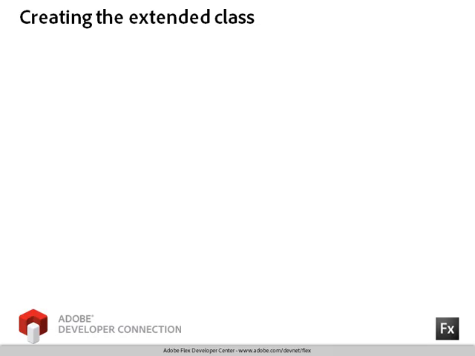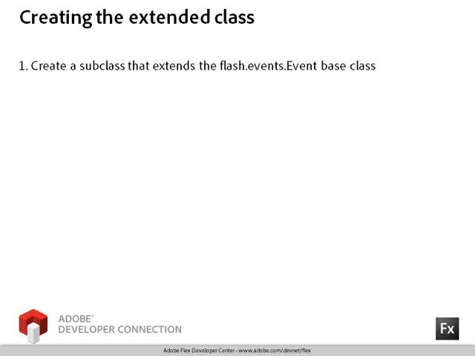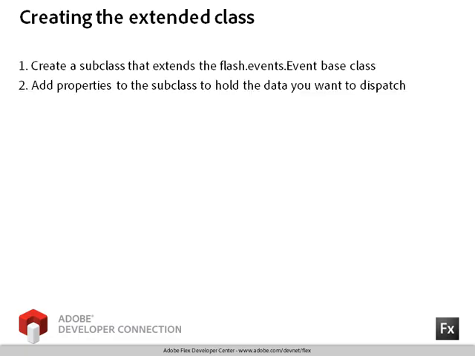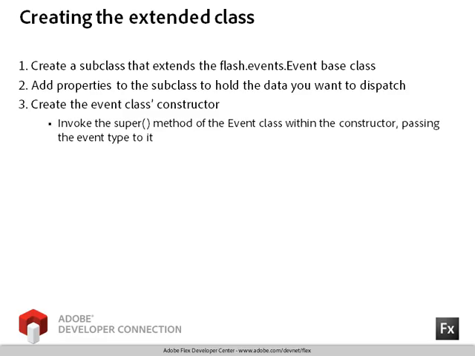You learned how to create ActionScript classes in an earlier video. To create a custom event class, you will first create a subclass that extends the event class and then add properties to the subclass. These properties will become part of the event object. The class's constructor invokes the super method of the event class because you want to access all the functionality of the event class and simply add a few custom data objects to it.